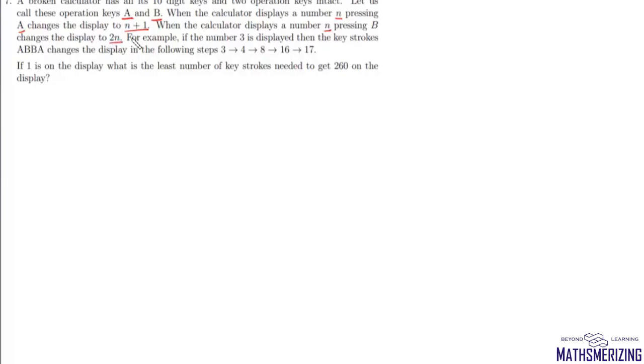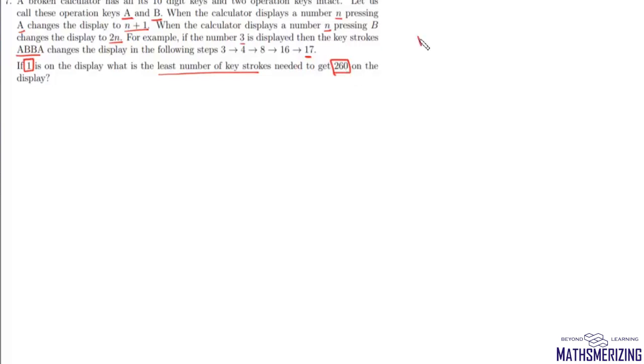So for example, if the number 3 is displayed, then the keystrokes ABBA change the display in the following steps. A will add 1, so it will be 4. Then B will multiply it by 2, so there will be 8. And again B will make it 16. And then A will make it 17. Now it says, if we start with 1, we need to find the least number of keystrokes needed to get 260.